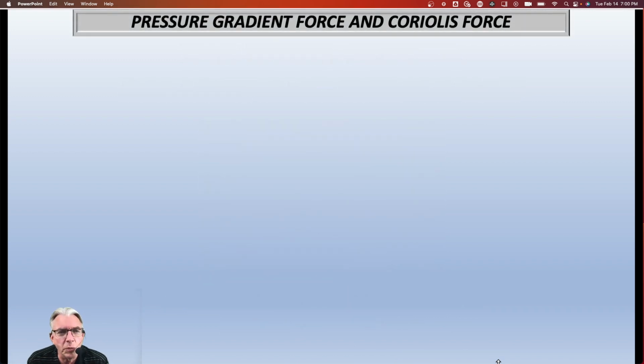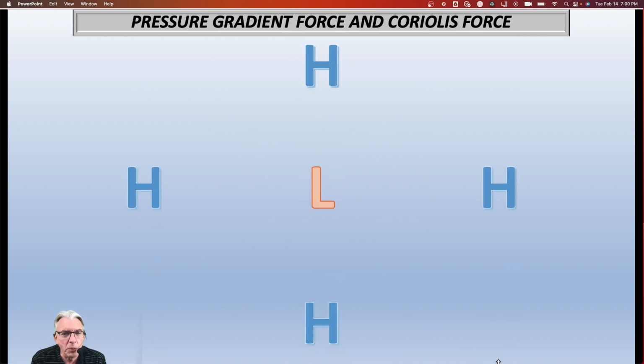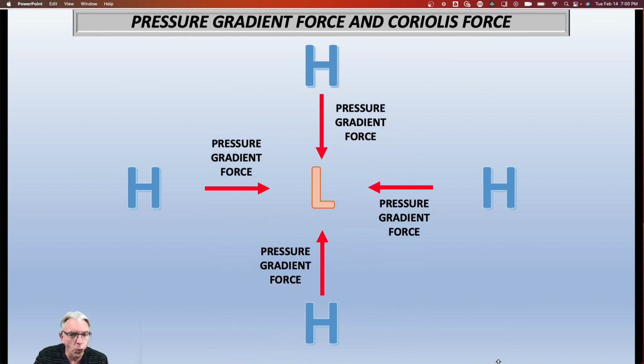We've talked about this before, where the pressure gradient force and the Coriolis force come into play, where the Coriolis force is due to the Earth's rotation. And so we have an area of low pressure, and the pressure gradient force is directed inward toward the area of low pressure from high pressure in all directions. And so that's what generates the wind.